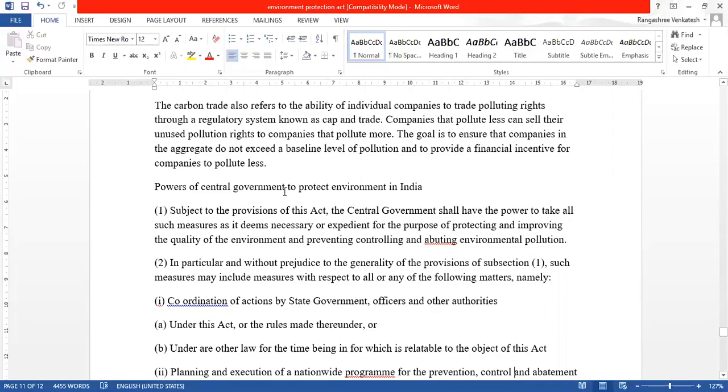So, what are the powers of central government to protect environment in India? Subject to the provisions of the Act, the central government shall have the power to take all such measures as it deems necessary or expedient for the purpose of protecting and improving the quality of environment and preventing, controlling, and abating environmental pollution, in particular and without prejudice to the generality of the provisions of subsection 1.